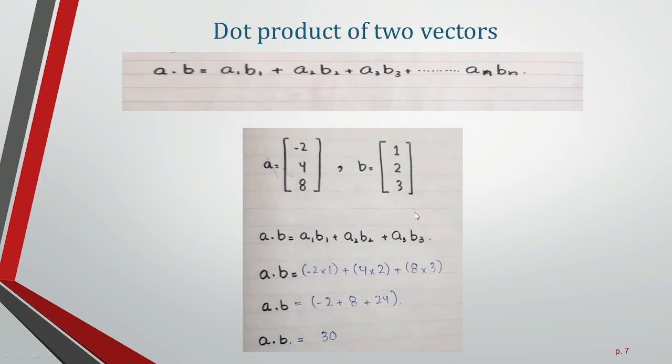If we have two vectors A and B, the dot product of A and B will be defined as the first number of vector A multiplied by the first number of vector B, plus the second number of vector A multiplied by the second number of vector B, and the third number of vector A multiplied by the third number of vector B, and this goes on. It gives us -2, it gives us 8 and it gives us 24. By adding these, the dot product of the vectors A and B will be 30.